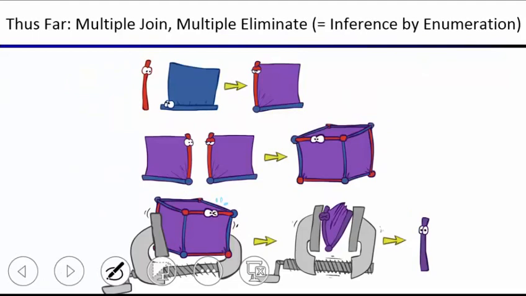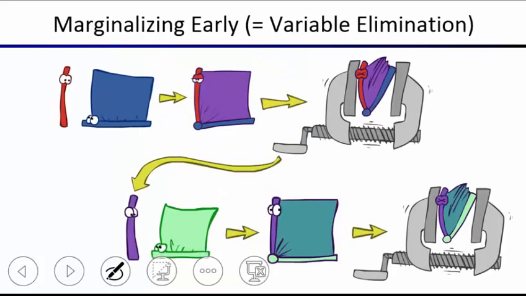Okay, so far what we've seen is we've started from many factors. We've joined them all together, which essentially built up the full joint distribution, in this case a big table. And then we compressed it back down through elimination to the answer to the query. What we're going to look at now is how to interleave joining and elimination to avoid this full blow-up.